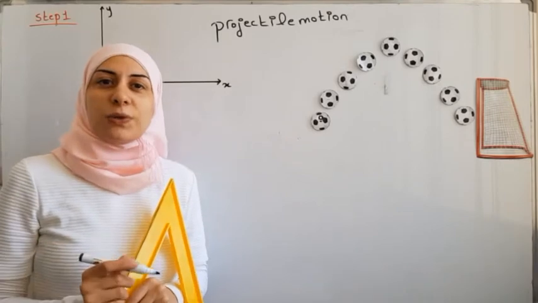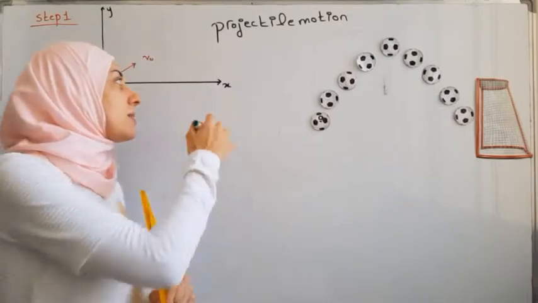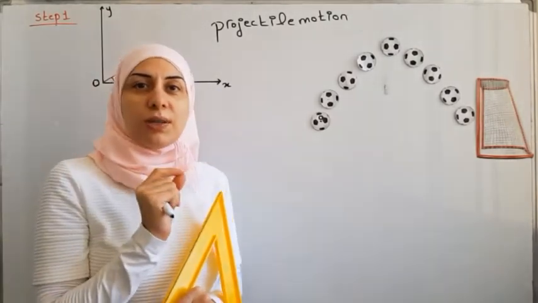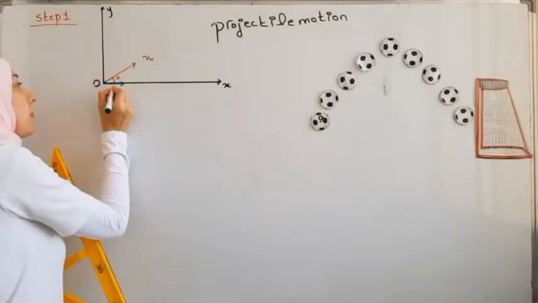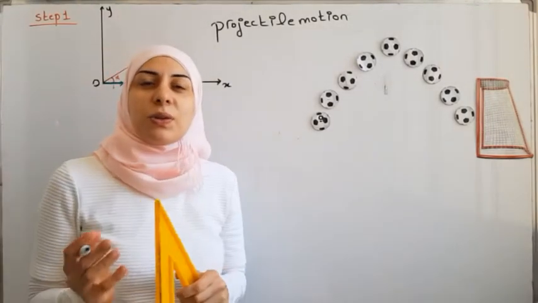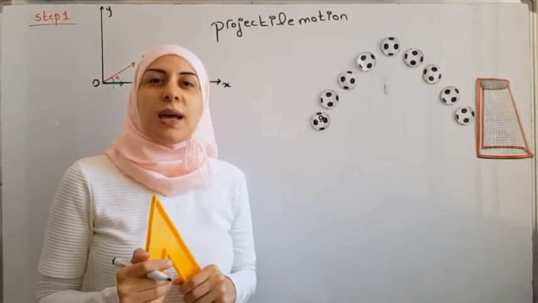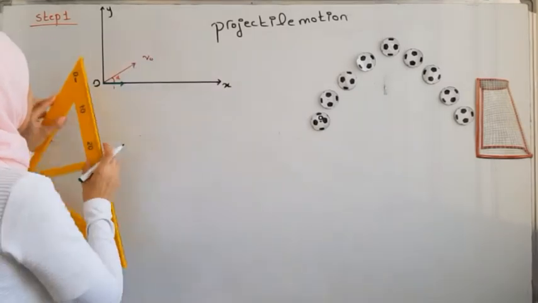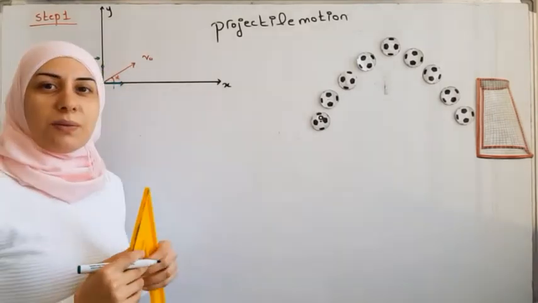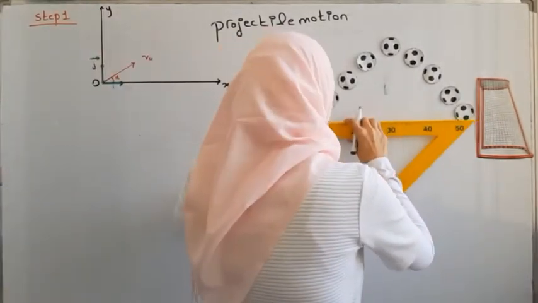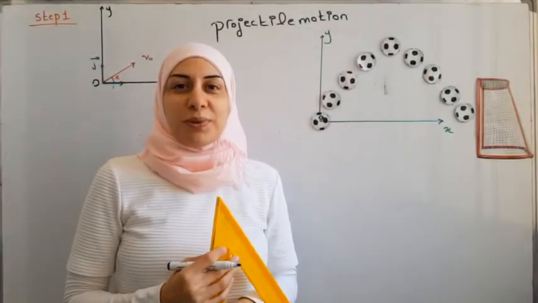Then on the x-axis, we draw the unit vector i, where i is directed in the same direction as the positive x-axis and has a magnitude of 1 unit. Similarly, we draw j, the unit vector on the y-axis, such that j is directed upwards as the positive y-axis. Now we are ready to move to step 2.